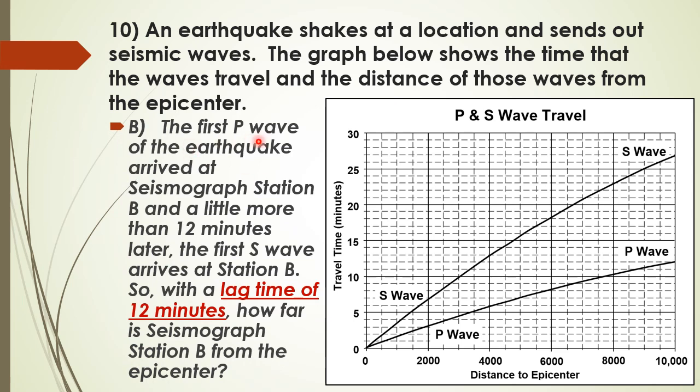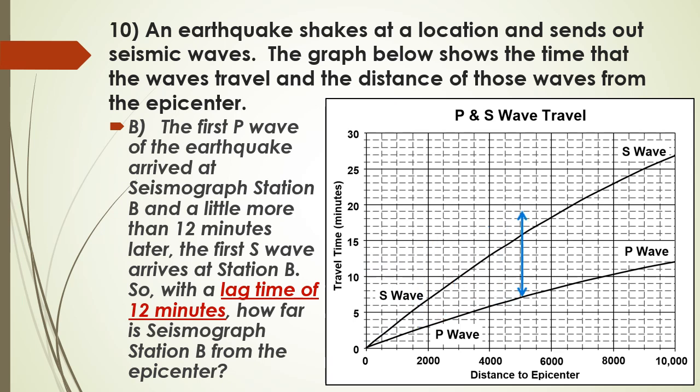Part B says the first P wave of the earthquake arrived at seismograph station B a little more than 12 minutes before the first S wave arrives at station B. So that means the lag time between the S wave and the P wave is going to be 12 minutes. It's asking how far away station B is from the epicenter. So we're looking at a lag time of 12 minutes. If I make this arrow that goes from 0 up to 12, I'm looking for a space between these two waves that is going to be 12 minutes.